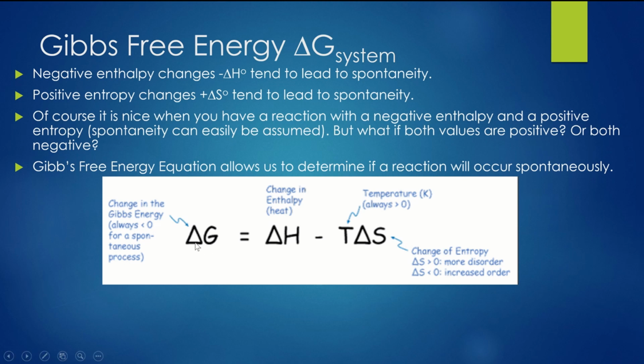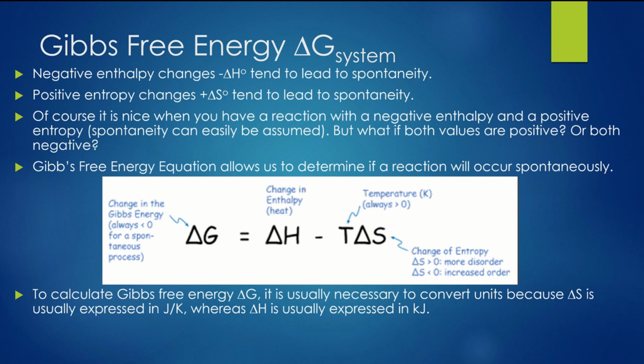Here is that equation. So here's our Gibbs free energy, delta G. Here's our change in enthalpy. And here is our change in entropy. Notice it depends on what temperature it's going to be at, and that has to be in Kelvin. So always make sure you're converting to Kelvin, by adding 273.15 to the degrees Celsius.